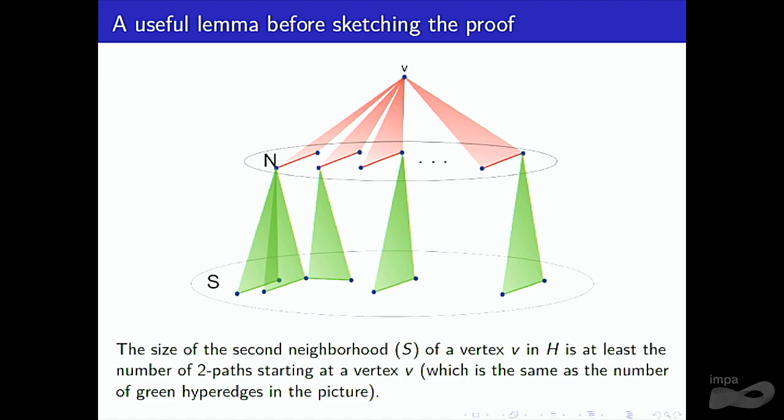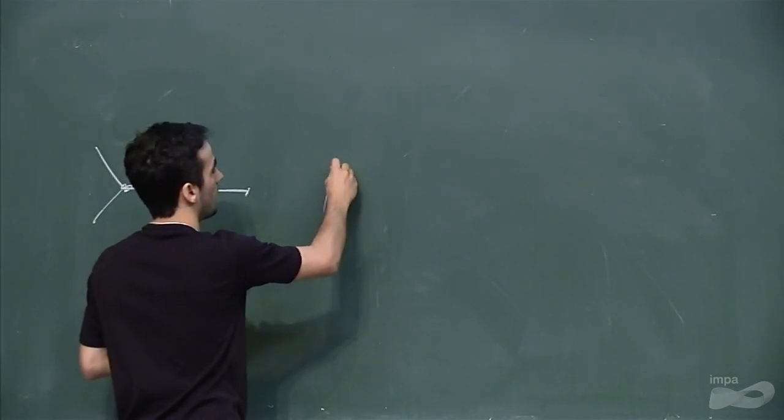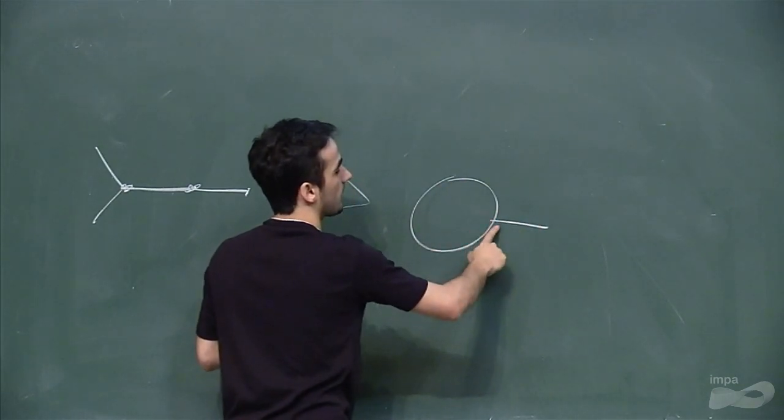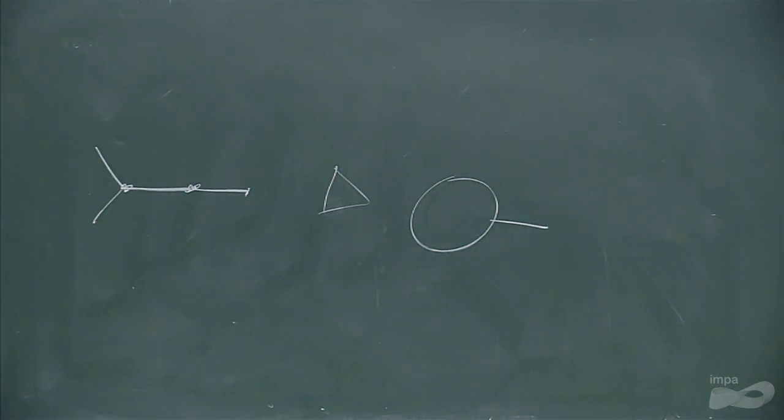And the way we proved, actually, I'm not going to go into details, but we proved that in the shadow, in S, we don't have this shape. We don't have a triangle, and we don't have a big cycle, I mean 4 and more. So we get that it's a union of stars and cycles, so shadow graph with these green edges. So we get that S is as big as the number of 2 paths starting from V.